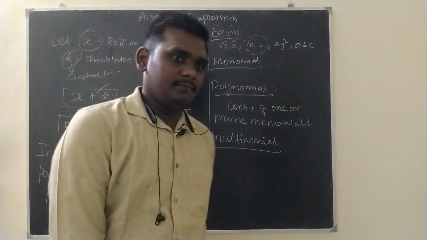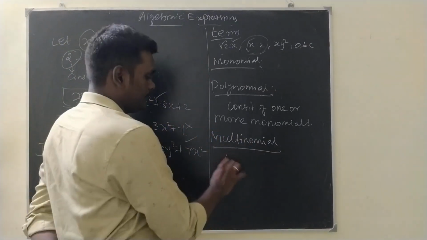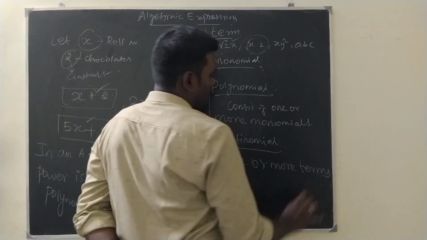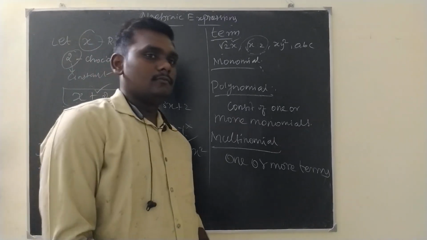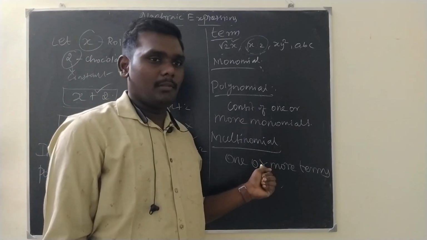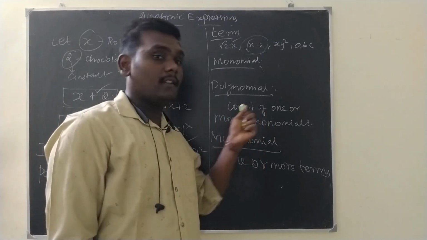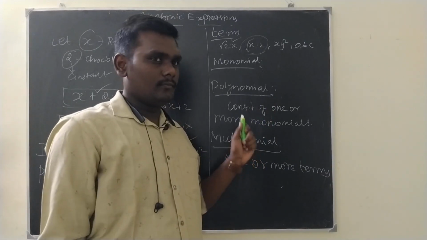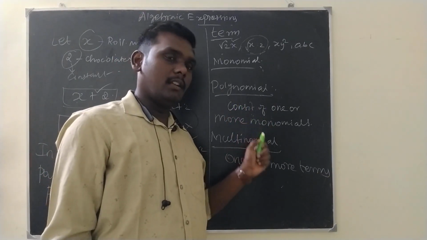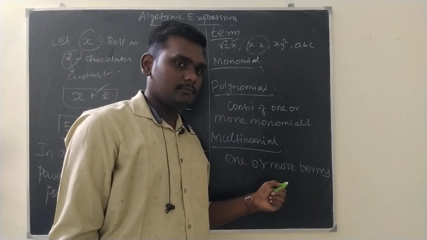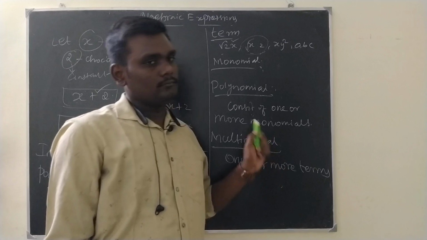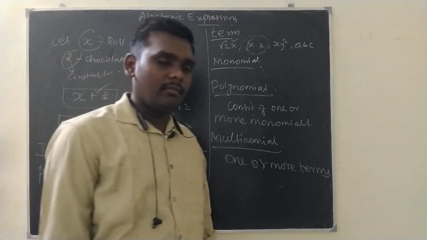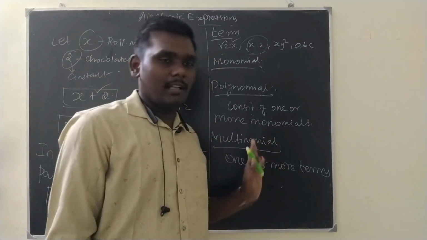One or more terms. That is the difference between these two. So when you have one or more terms, it is a multinomial. When you have one or more monomials, it is a polynomial. Now we compare these two. All the polynomials are multinomials, but all the multinomials need not be a polynomial. That is the basic definitions to be understood before starting multiplication of these.